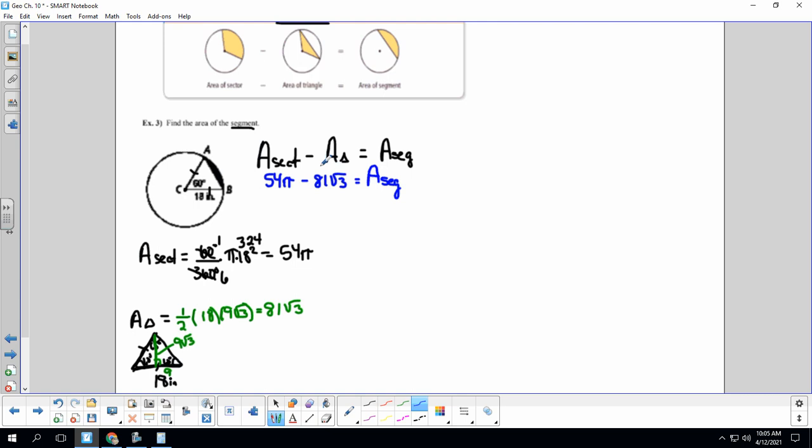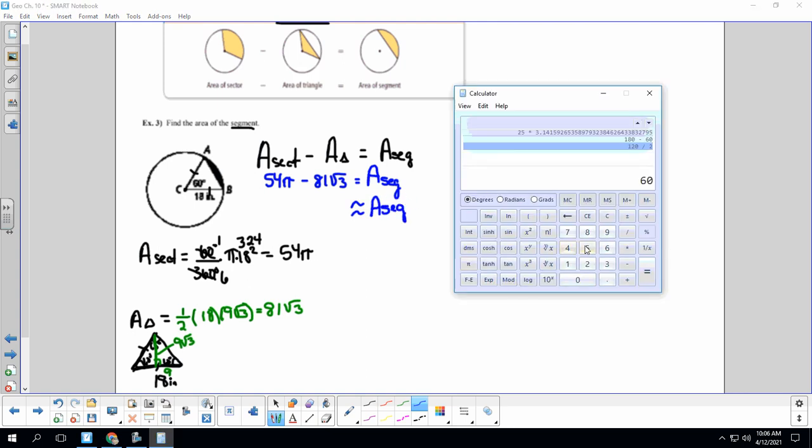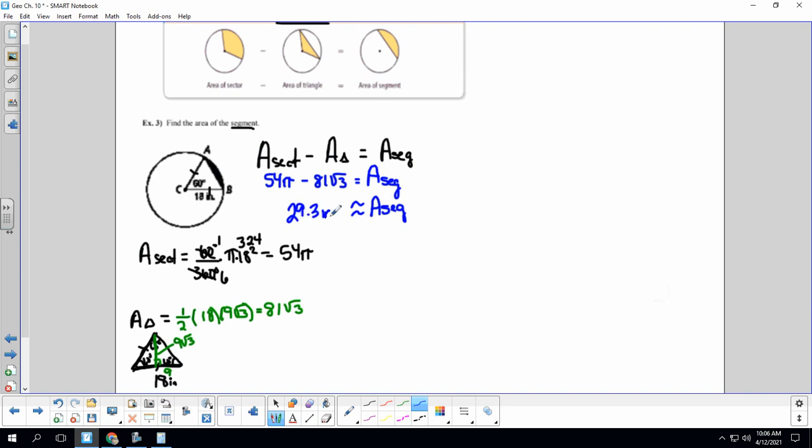Now, if they were asking you to keep your numbers without multiplying it through, it would look exactly like this. I can't push together anything with a pi and then with a root 3, so it just lands like this. If they're asking you to round to the nearest tenth, let me show you on the calculator how that goes. We just go 54 pi minus 81 root 3 equals 29.3. And that would be square inches. So that gives you the area of just this little snippet here off the section.